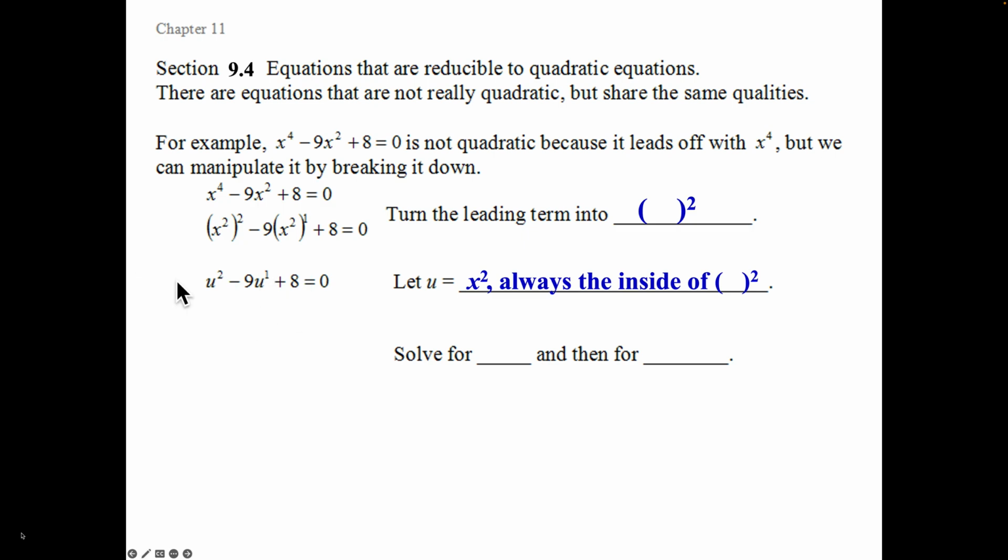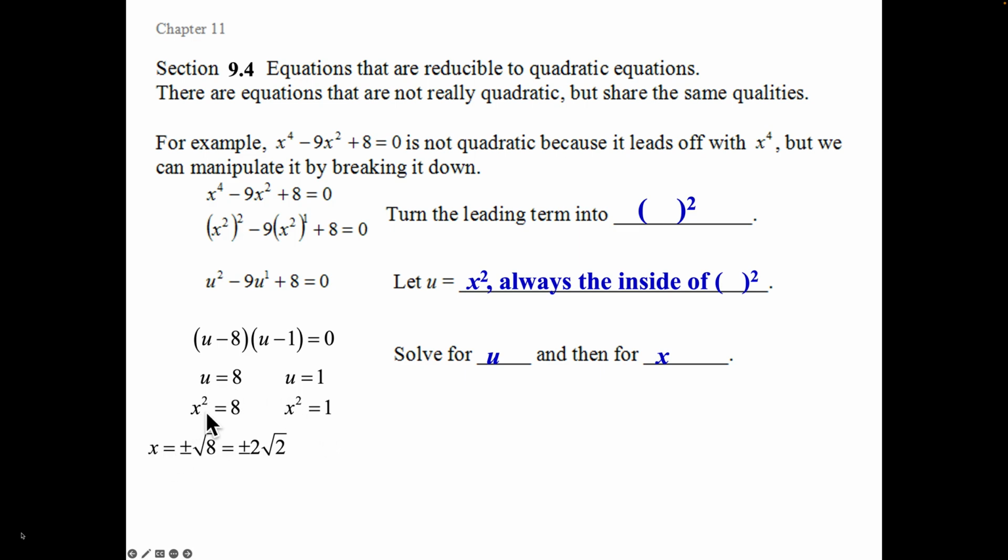So here, now we can factor: two numbers that multiply to be 8, add up to be a negative 9, minus 8 and minus 1. So we're going to solve this for u. Then you bring the x back into the problem. So now you bring this x squared, replace your u's, and now solve for x.